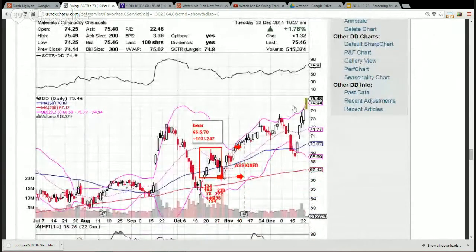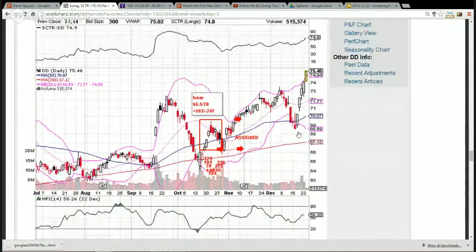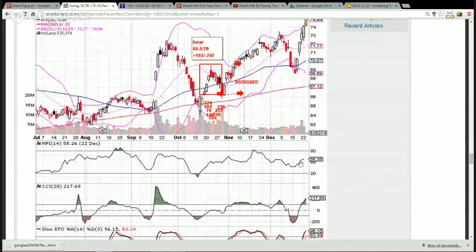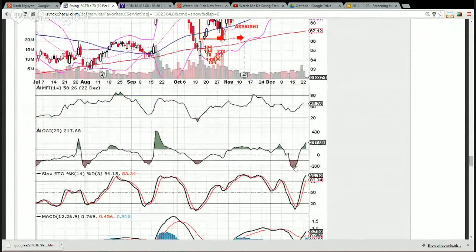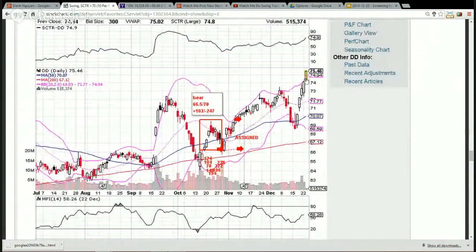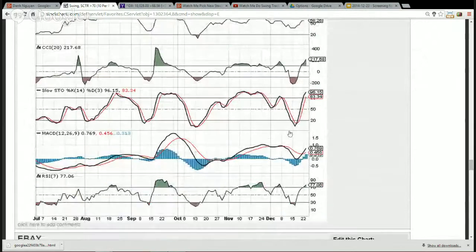DuPont, wow, big jump right here. The best place to buy this one would have been here. The SCTR was 74, but I wasn't in the market at the time, so I didn't catch it. See, if you were to buy that one, money flow index is turning around now. We already missed the entry point here, so I wouldn't get in now. Now it's too high. It may bounce back down.